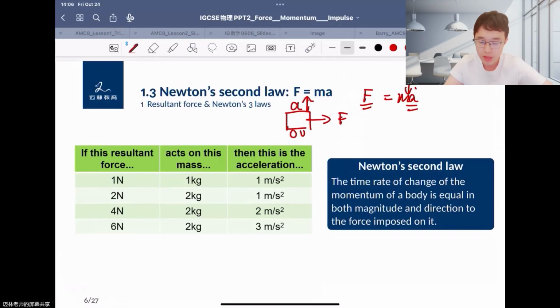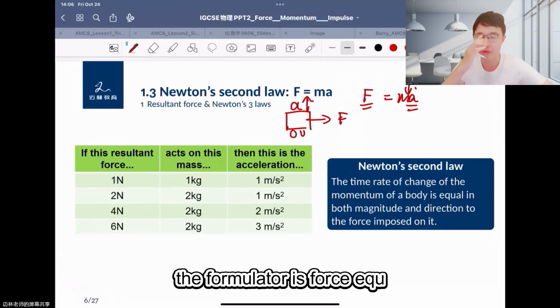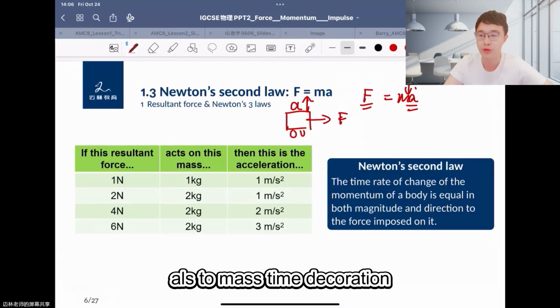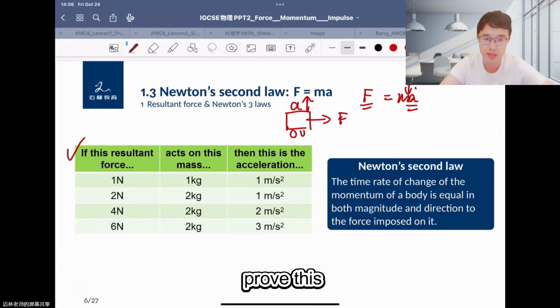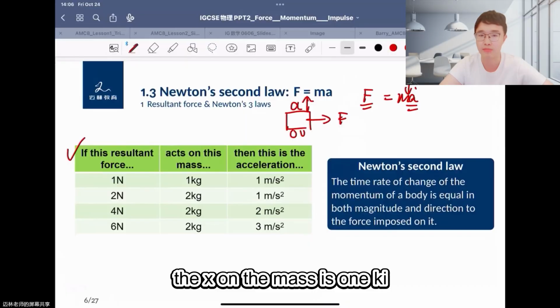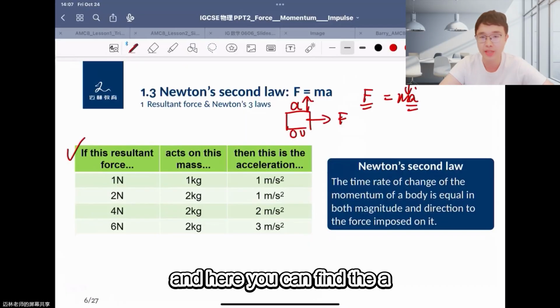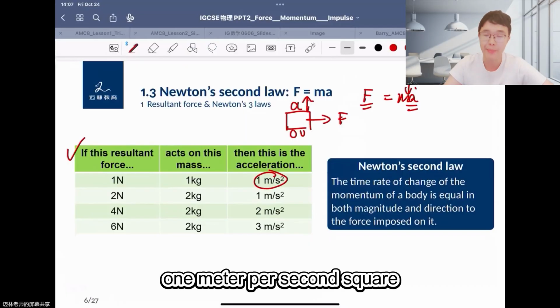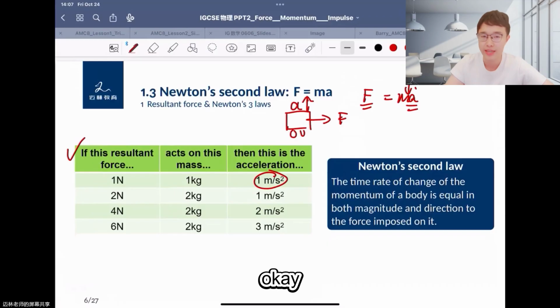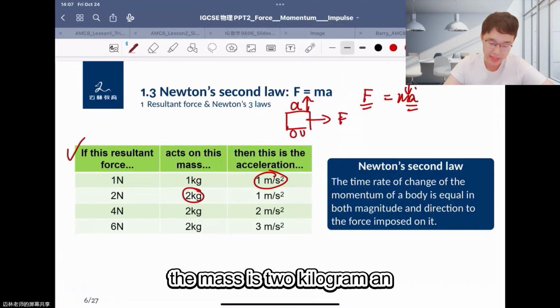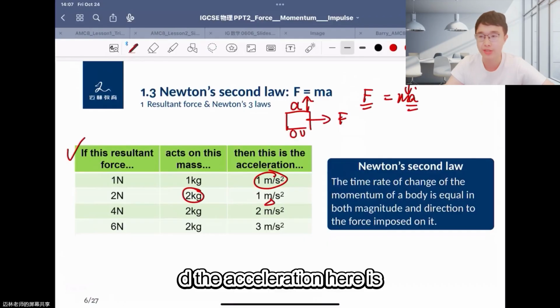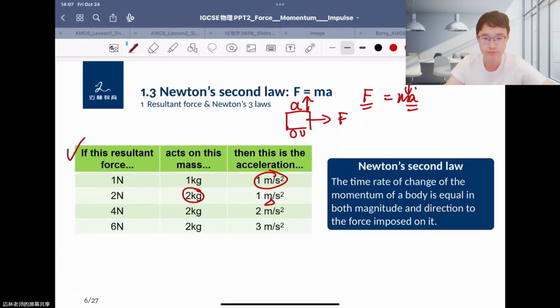Okay, so here we can say the formula is force equals mass times acceleration. And you can also use the experiment to prove this. Here you can find in the table, once we apply a 1 Newton resultant force, the mass is 1 kilogram, and the acceleration is 1 meter per second square. Also when you apply 2 Newton resultant force, the mass is 2 kilogram and the acceleration here is 1 meter per second square.